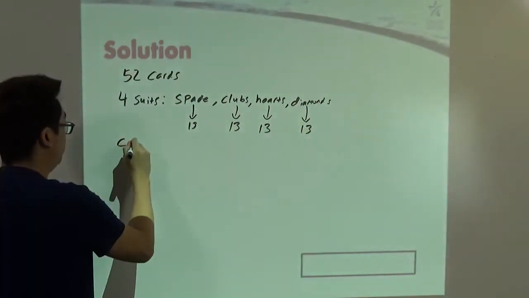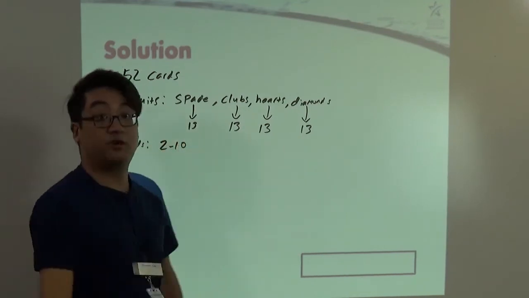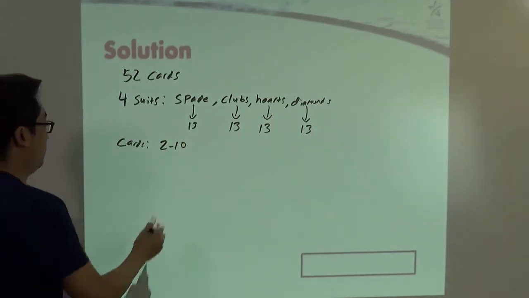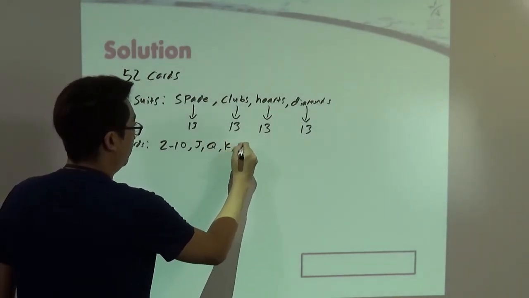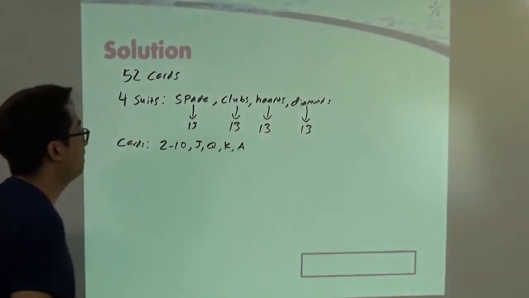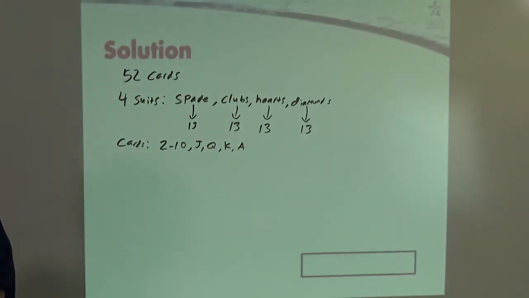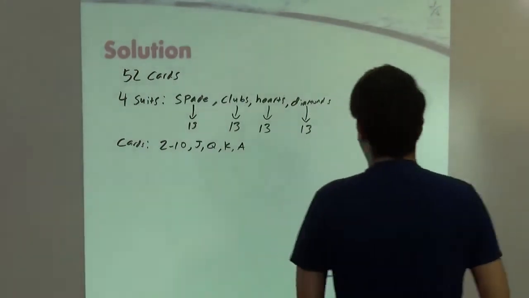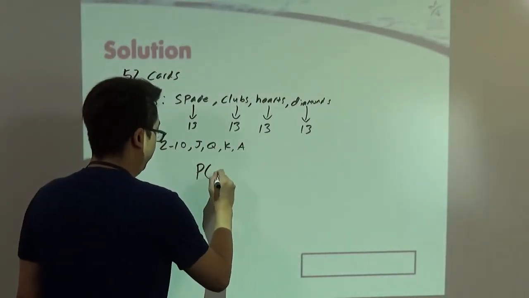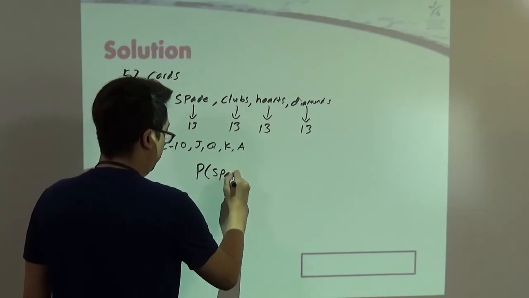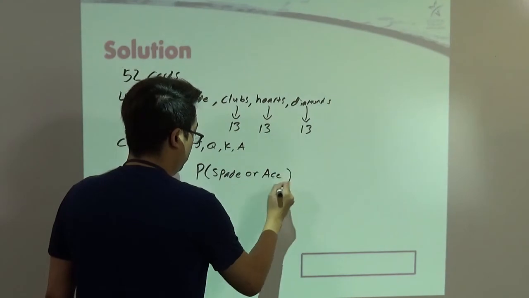Those cards are labeled 2 through 10. Those are our number cards. And then we have some face cards. We have Jack, Queen, King, and Ace. Those are our face cards. So now, looking back, we're looking for the probability of it being a spade or an ace.